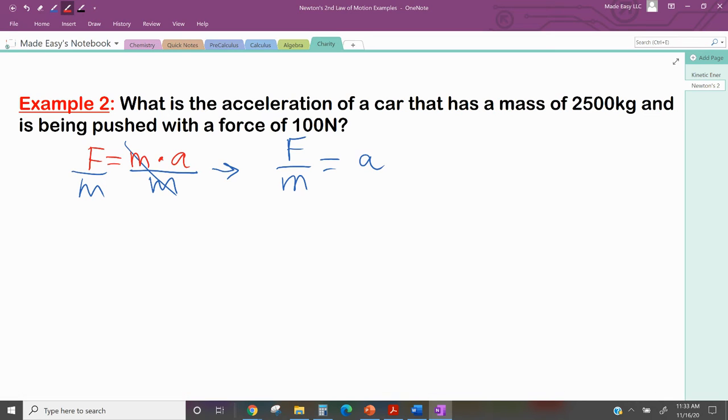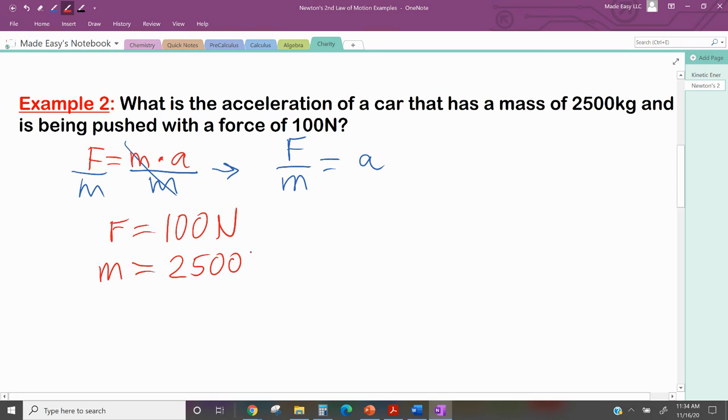So we're just going to have to determine from the problem, what is the force? Well, what's the acceleration of a car that has a mass of 2,500 kilograms and is being pushed with a force of 100 newtons? Well, force is going to equal 100 newtons. Okay, and what's the car's mass? Okay, it tells us that it's 2,500 kilograms.